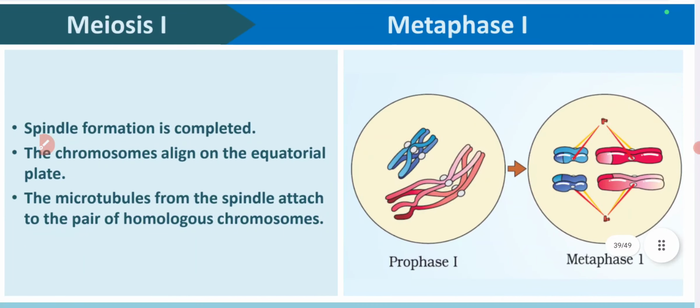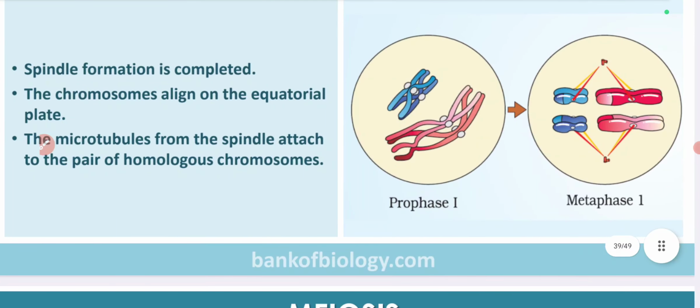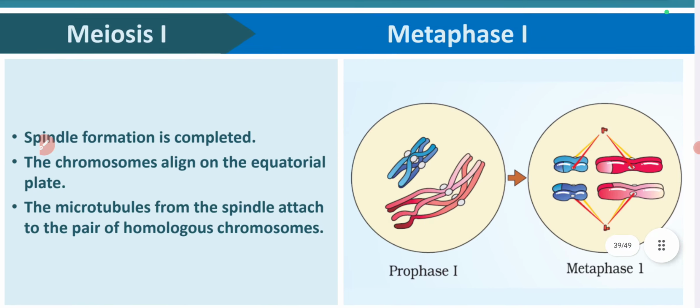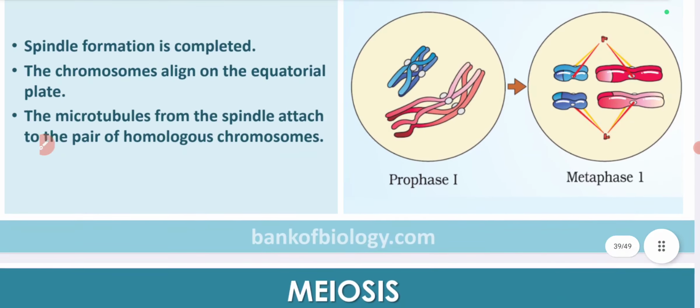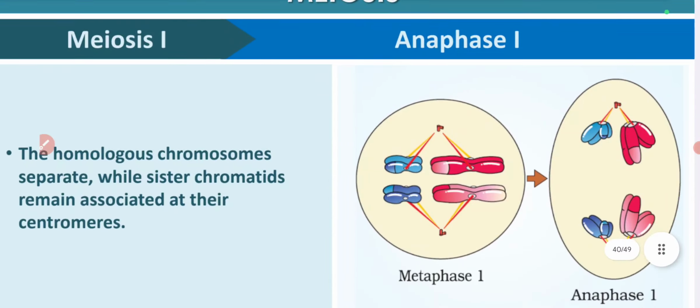Next, meiosis 1, metaphase 1. These are the prophase and its 5 different stages. Next is metaphase 1 of meiosis 1. Spindle formation is completed, as you can see in this diagram, where you can see the differences between prophase and metaphase. The chromosomes align on the equatorial plate, meaning the central plate. The microtubules from the spindle attach to the paired homologous chromosomes.